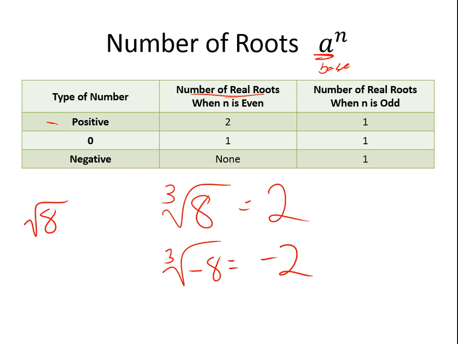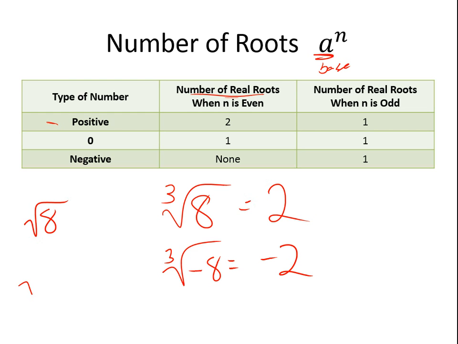Whenever you have odd roots, you only have one solution, because if you multiply a number an odd number of times, the sign stays the same. A negative 1 times a negative 1 times a negative 1 is a negative 1. If you multiply it by an even number, negative 1 times negative 1, it becomes positive.